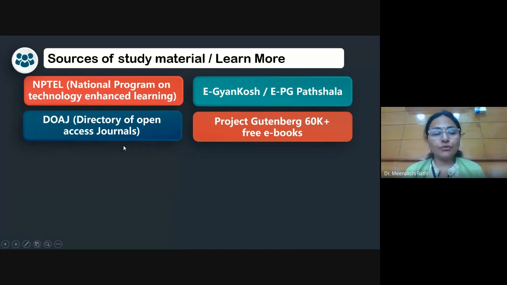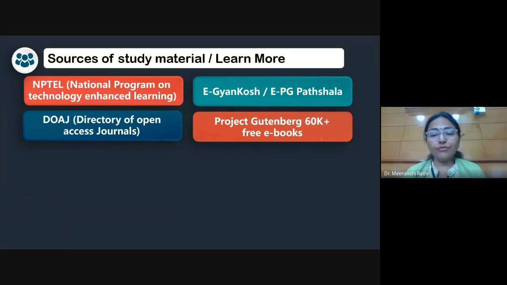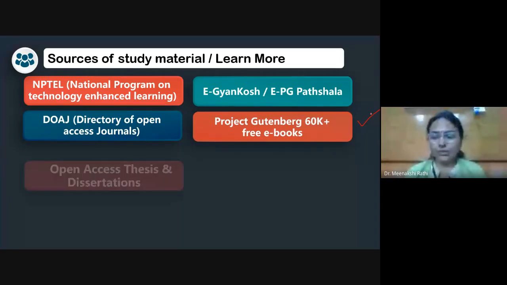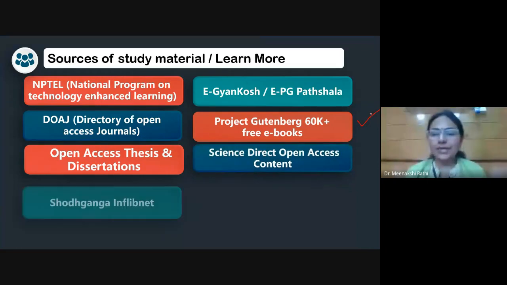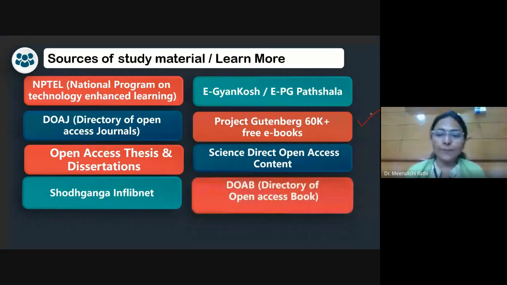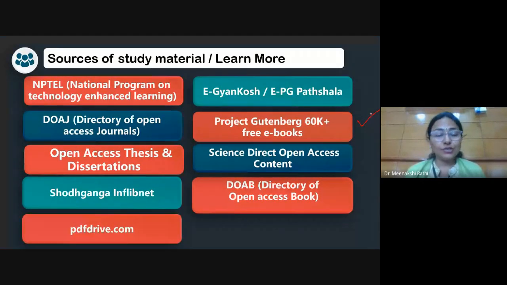Project Gutenberg is one of those projects wherein you can get wonderful material. More than 60,000 books are there, free ebooks are available. You just have to browse Project Gutenberg and write the name of the book in that portal. You can access those free ebooks. So that is there. Then open access theses and dissertations, then ScienceDirect open access content, then Shodhganga is there, then Directory of Open Access Books is there, then PDF Drive is also one of the very good options.